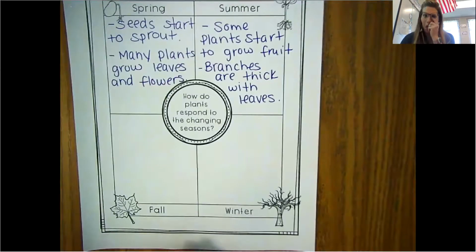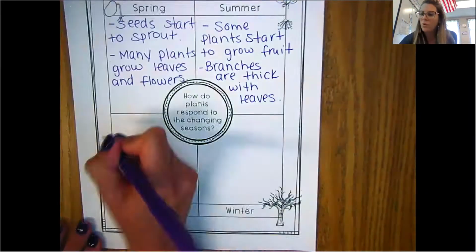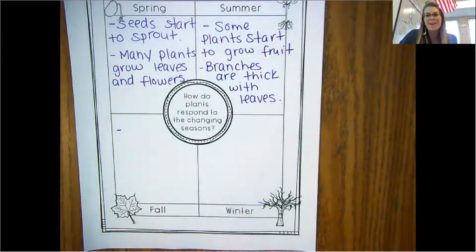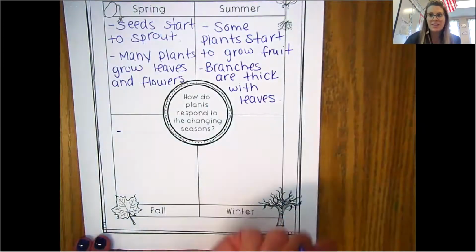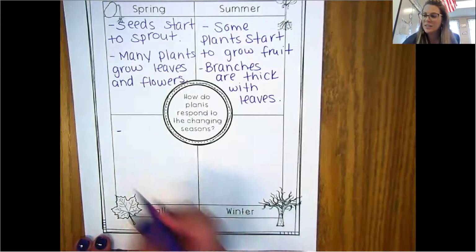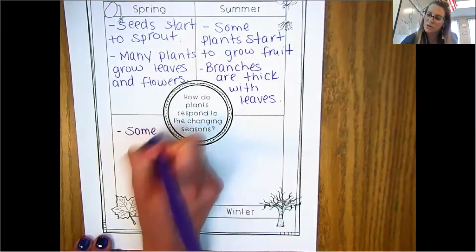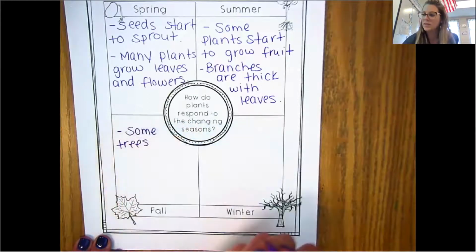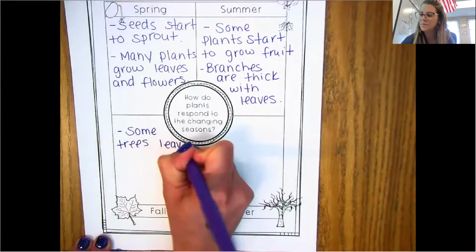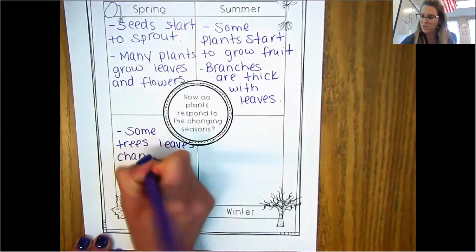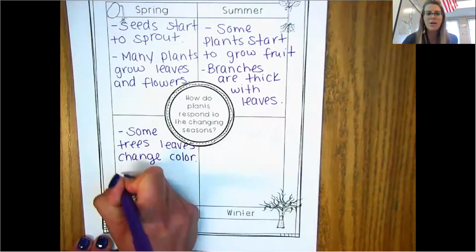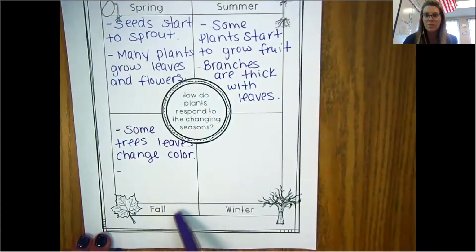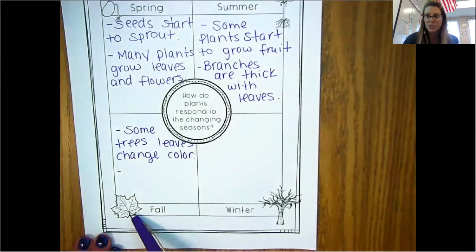All right, so 2, we should be good. I'm happy with that. Let's think about fall. What happens up north that might not necessarily really happen in Florida with the leaves? That they change colors, right? So some trees' leaves change color. What else? The name fall helps us remember that the leaves start to what? They start to fall off.